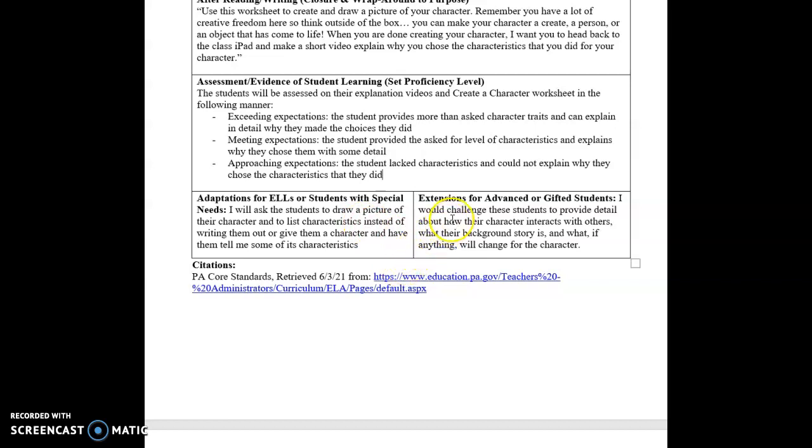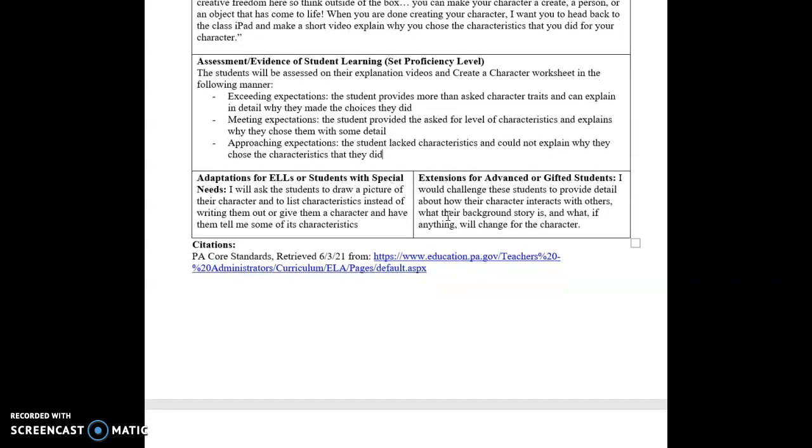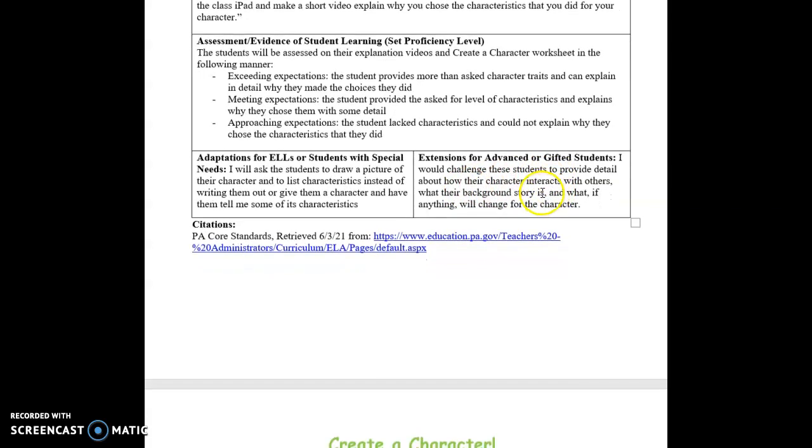And then for my advanced or gifted students, I would challenge them to provide detail about their character more than what the worksheet asks for, such as how the character interacts with others, what their background story is, and what, if anything, will change for the character during the story, which we're not going to write. We're just going to create the character, but in their mind, they'd have a story, I'd hope, for the character. So what would change for the character throughout the story?